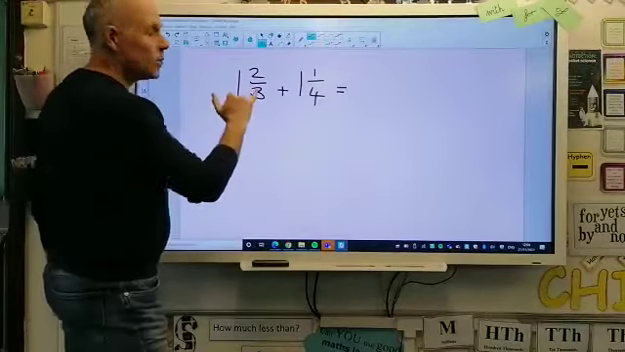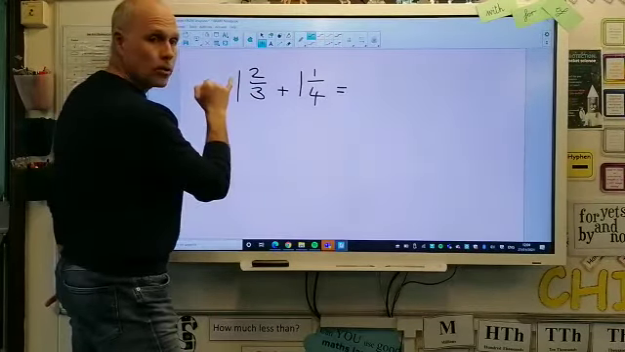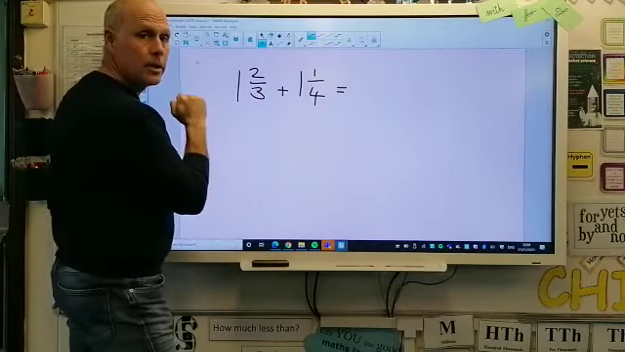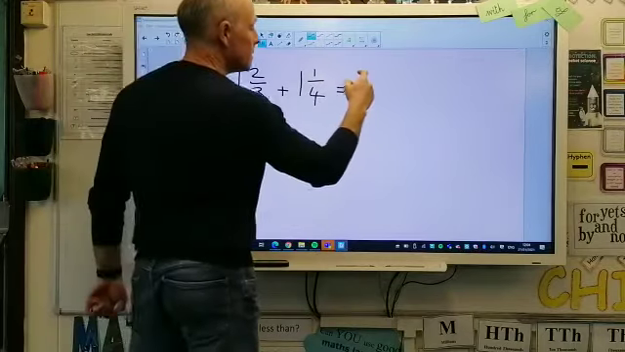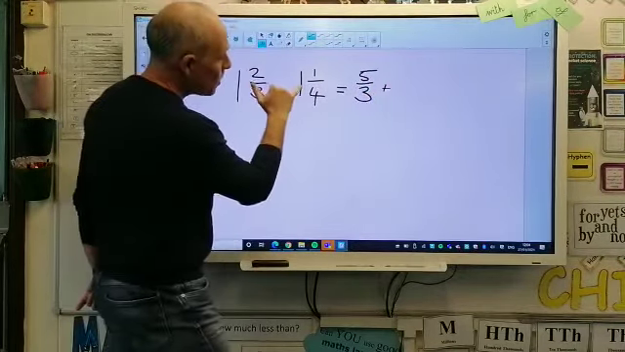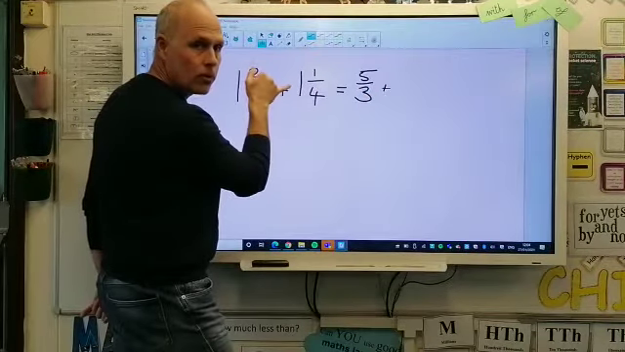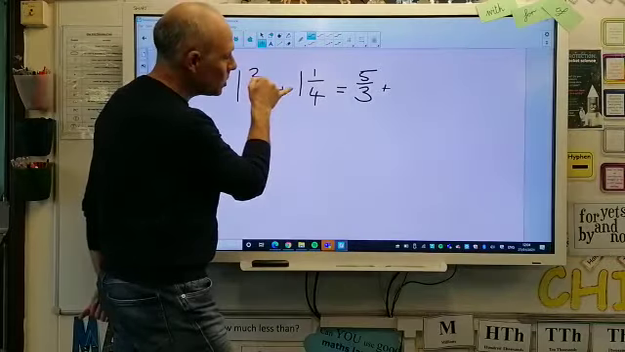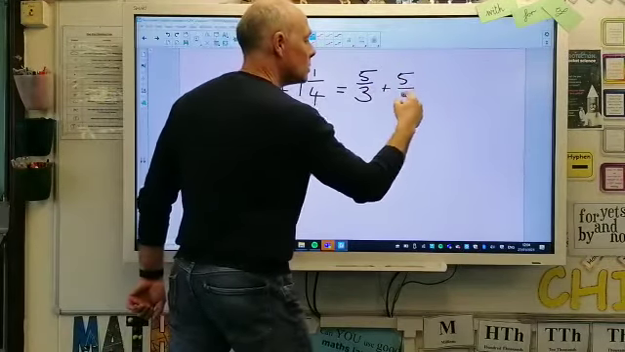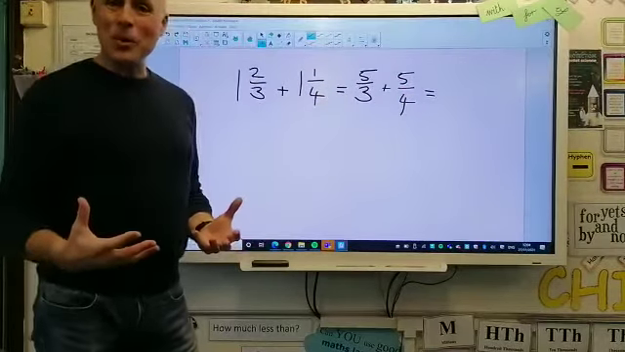So we've got 1 and 2/3. I've got 3/3 in this whole, so that's 1 lot of 3/3. 1 times 3 is 3. And these 2/3, 5. 5/3. Here we've got 1 and 1/4, so I've got 4/4 in that one, so that's 1 lot of 4/4. 1 times 4, 4, add 1, 5. 5/4. Once you're at this point, it's back to what we were doing before.